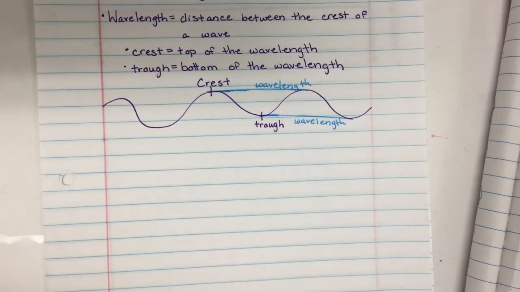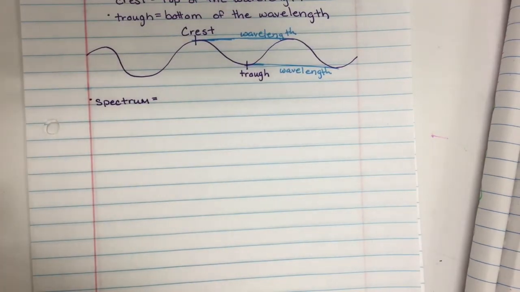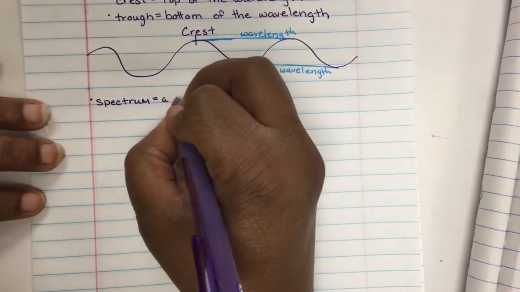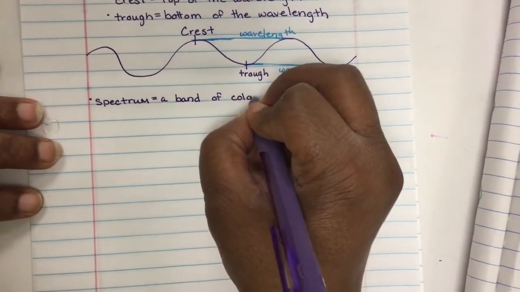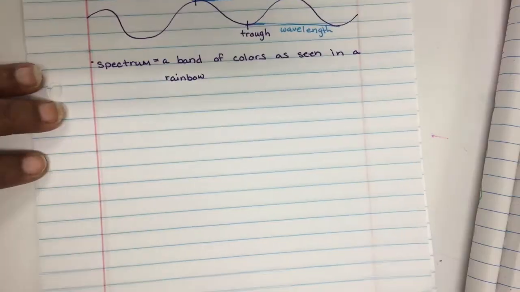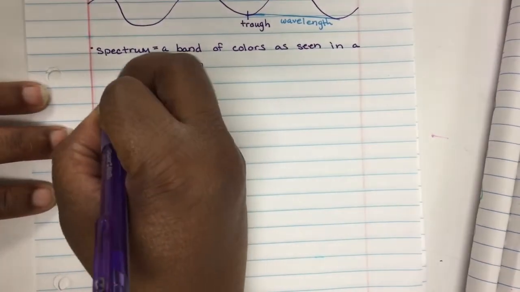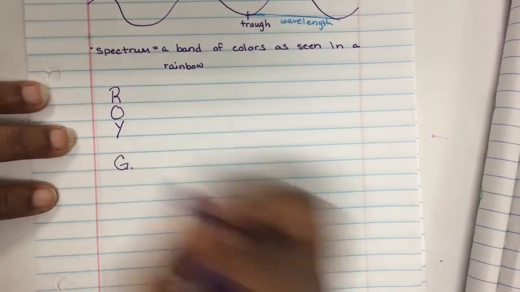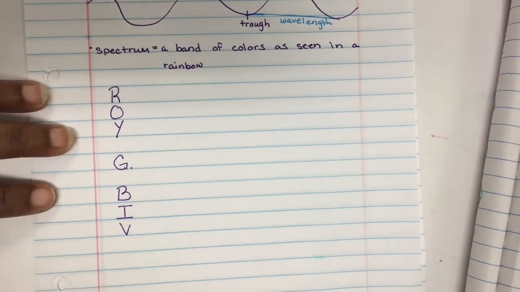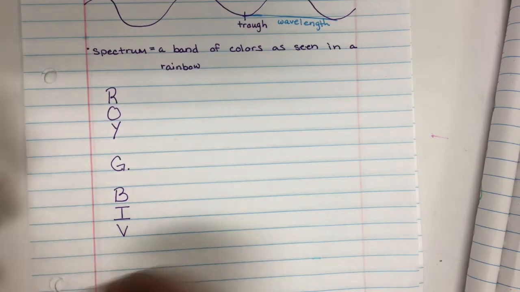Every piece of light is on a spectrum. A spectrum is a band of colors that you can see in a rainbow. So on that color spectrum, we have 7 colors. Easiest way to remember those 7 colors is using the acronym Roy G. Biv. And that just gives you the first letter of each color: red, orange, yellow, green, blue, indigo, violet.